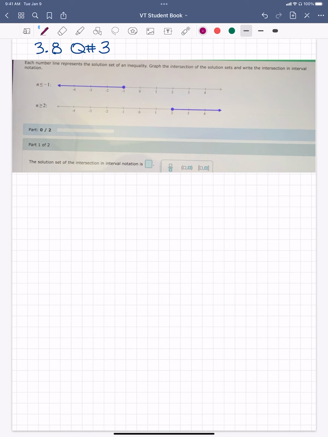Okay, so the first part of this question asks to graph the intersection. Since there is not an intersection, there's nothing to graph, so this would be null and void. And as for the solution set, obviously, there is no intersection, so in this case for question 3, this has no solution because as you can see, there is no overlap or intersection for those two inequalities.